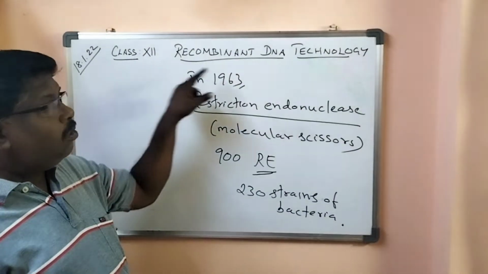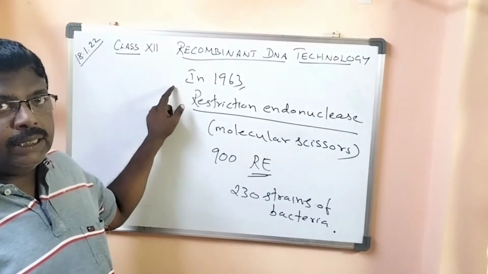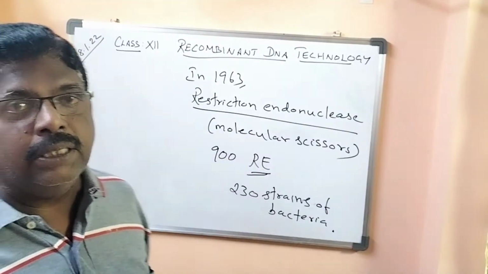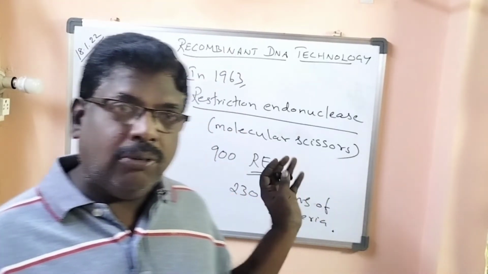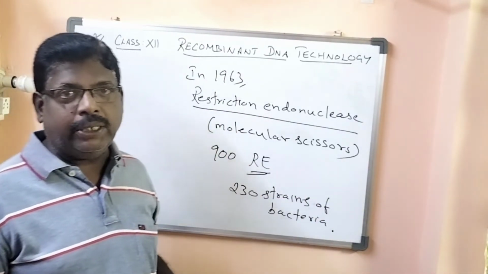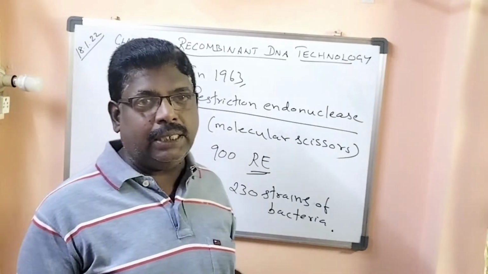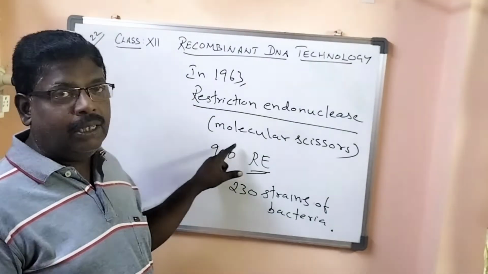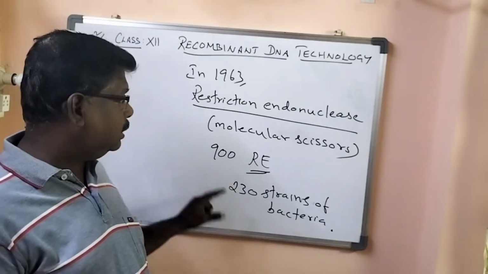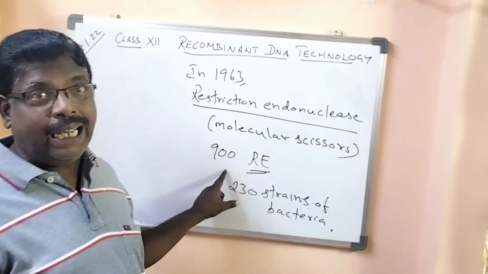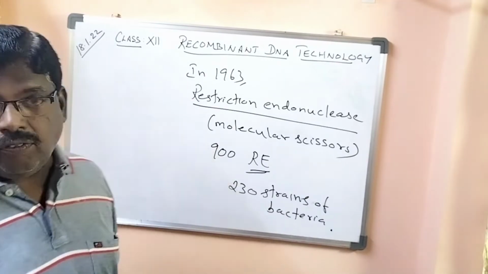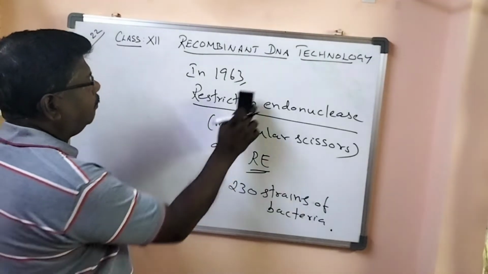So our topic is recombinant DNA technology. In 1963, an enzyme was found. The name of that enzyme was restriction endonuclease. It was able to restrict the growth of bacteriophage. That is how it was first isolated. Later on, they named it restriction endonuclease enzyme. It is popularly known as molecular scissors. Now we have around 900 such enzymes taken from 230 strains of bacteria.